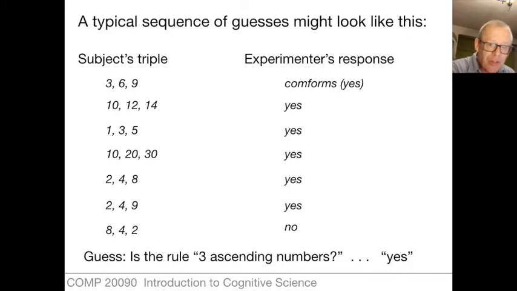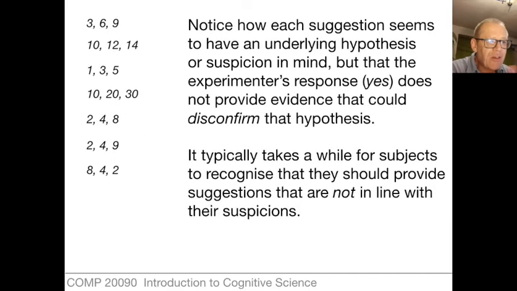You looked at 2, 4, 6 and you thought it might be ascending by 2, or it might be patterns of even numbers. And so you tried ascending by 3, tried numbers separated by 2 somewhere else along the number line. And in general, each of those suggestions seems to have an underlying hypothesis in mind. But my answer of yes, that accords with the rule, doesn't provide any evidence that could disconfirm the hypothesis.